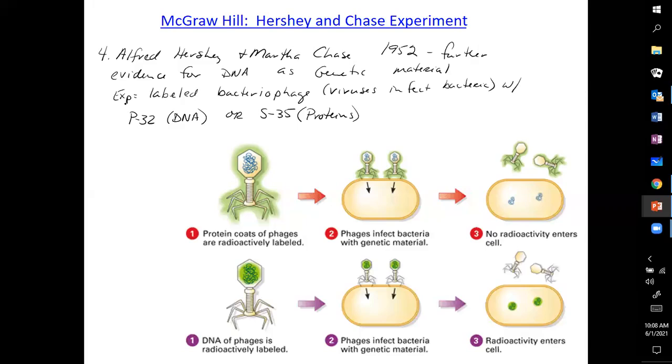So what they found was that the proteins did not transfer into the interior of the cell. So they found that the proteins did not get injected, did not enter bacterial cells. But what they did find was that the DNA did.